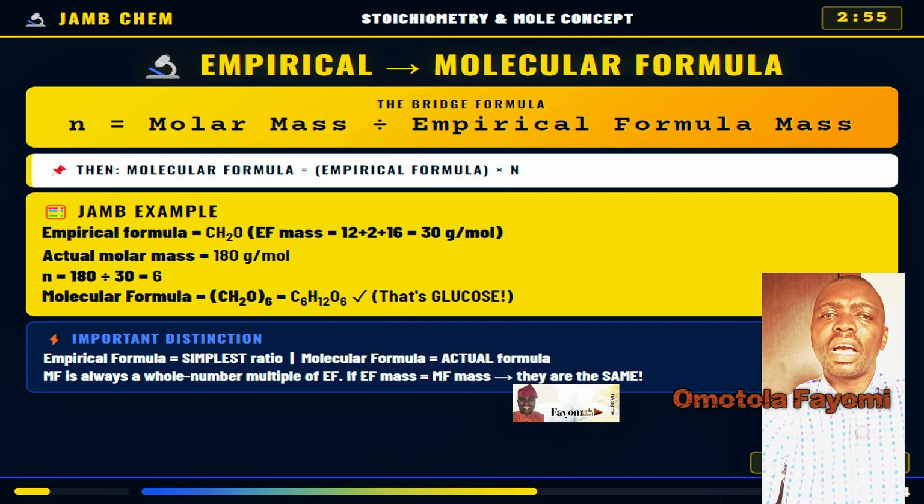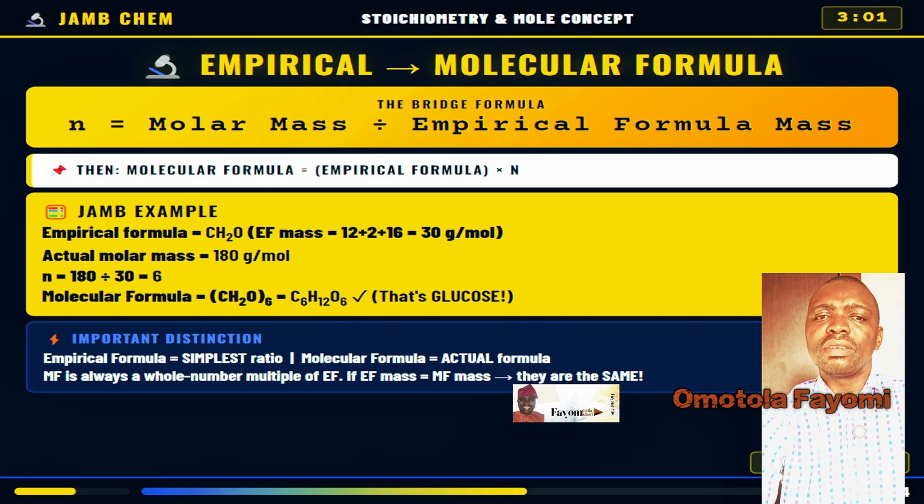Example: our empirical formula that we just got is CH2O with a mass of 30. If the actual molar mass is 180, then n equals 180 divided by 30, and that gives us 6. So the molecular formula is CH2O times 6, giving C6H12O6. That is glucose, the sugar that powers our brain right now. Beautiful. JAMB loves this question because it tests both empirical formula and this bridge calculation. Always remember, the molecular formula is a whole number multiple of the empirical formula.